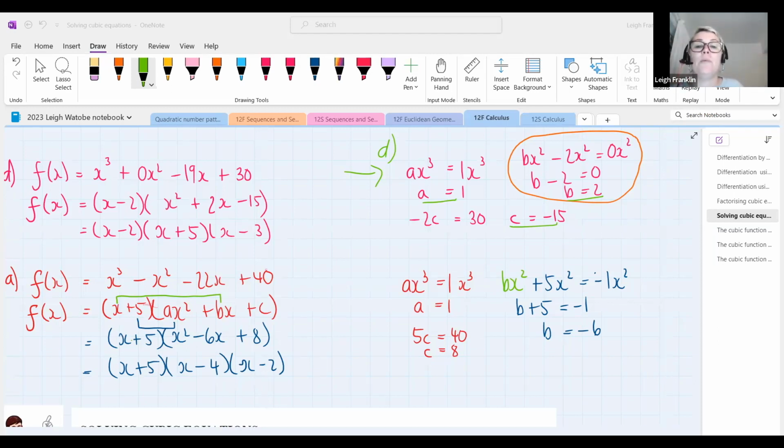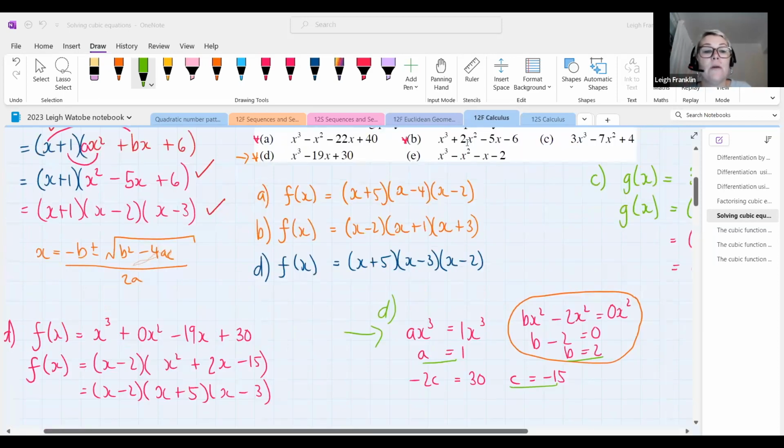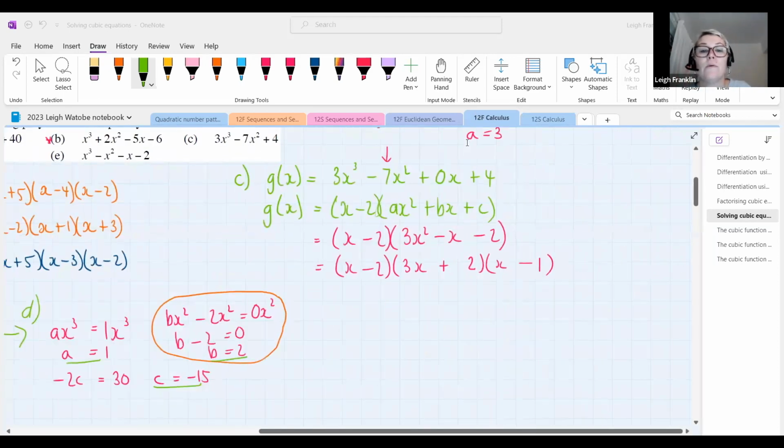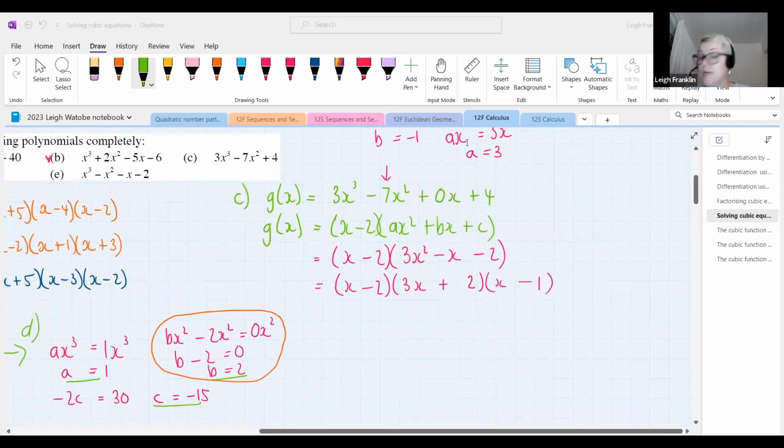All right, no problem. Amahle? Ma'am, why did we use the 7x squared, or was it 2x squared for question C? Let's just have a look. Question C. Oh, it was minus 7x squared in the question that was given to us. Okay, it was minus 7. All right.